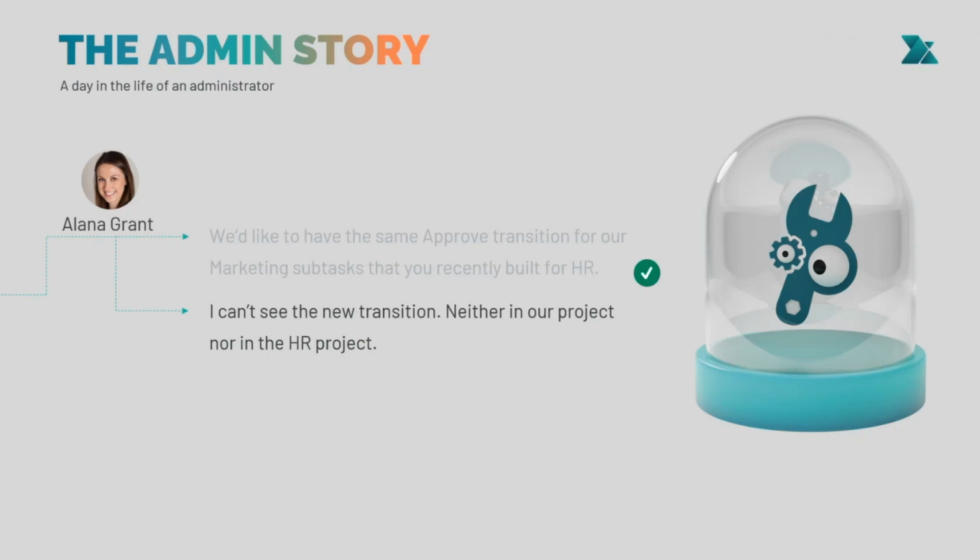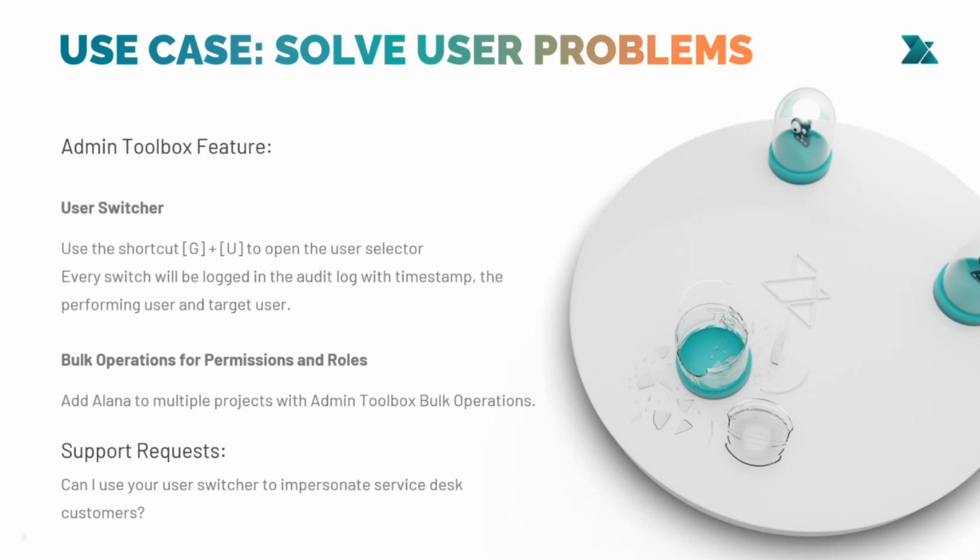I'm also a user. And yeah, so we, as an admin, have the possibility to use the user switcher. The shortcut is GU, and then we get a selector, where we can either search or click on her in the preview. And no worries, all of these switches get tracked in the audit log, with a timestamp, the performing user and also the target user. There's no abuse of power.